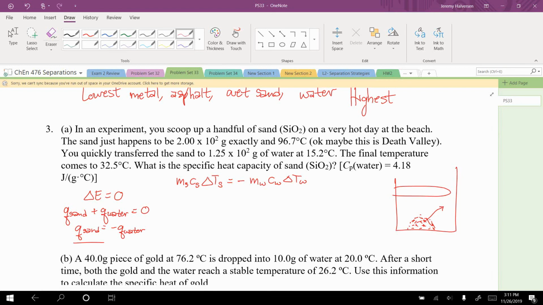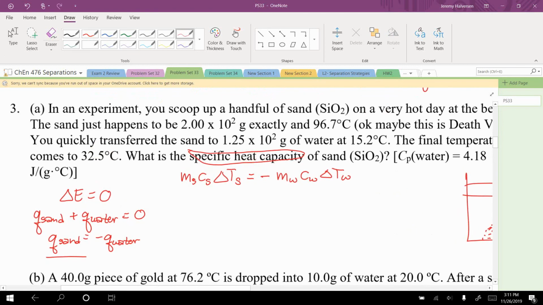Now at this point, the problem just became really easy. All I need to do is plug in the variables that I know, and then I'll be able to solve for the variables that I don't know. So what am I trying to solve for? I'm trying to solve for the specific heat capacity of silicon dioxide. Remember, specific heat capacity we talked about before would be in joules per gram degree Celsius. So I need the mass of my sand, which is 200 grams.